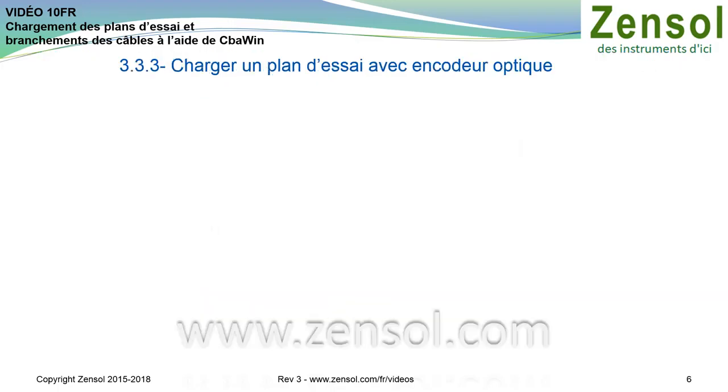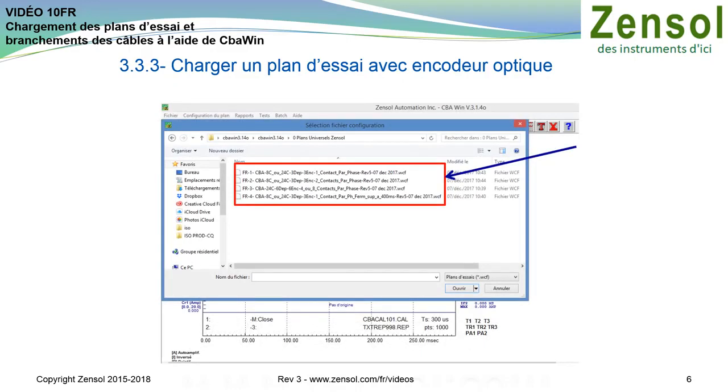How do I load a test plan with an optical encoder? If contact displacement tests are to be carried out, we need to know whether digital, optical, or analog resistive encoder sensors are to be used. As mentioned earlier, electricians are increasingly using optical sensors, as they are more accurate and easier to use. Once the type of sensor to be used is known, it's time to choose the right test plan. This is a file ending in WCF. WCF for test plan configuration.